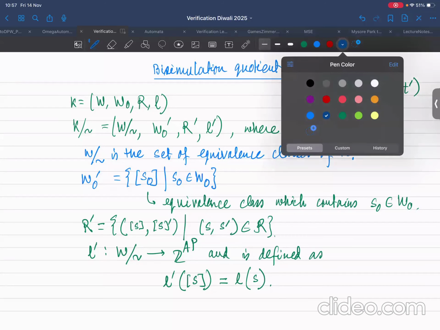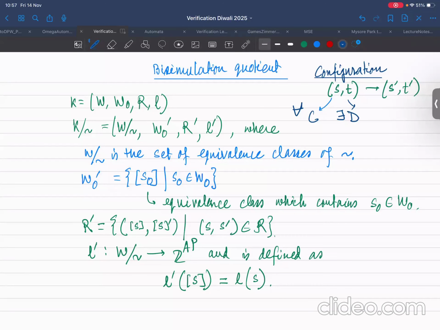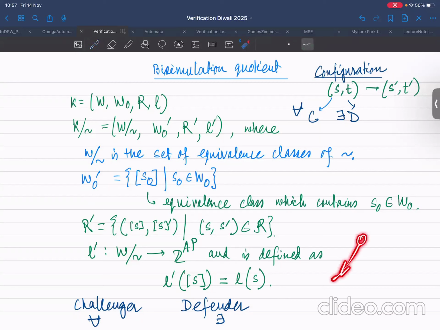So then again, let me state this. There are two players, a challenger and a defender. The challenger corresponds to the for all player, the defender corresponds to the exists player. For everything that the challenger can do, the defender has to match, right? So there should exist something.